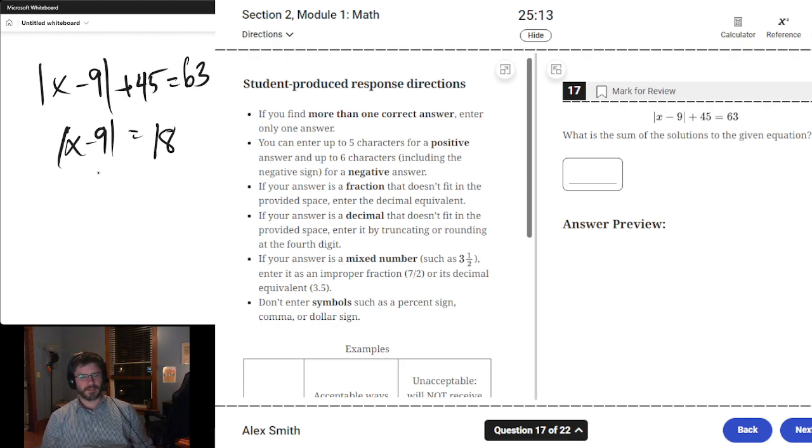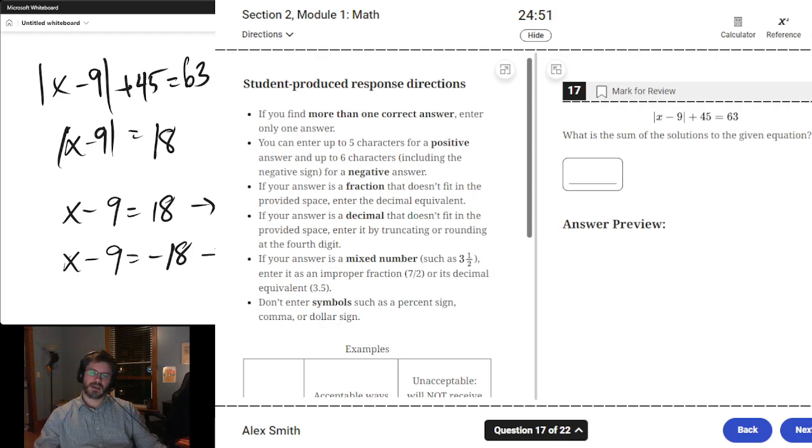Yeah. So absolute value, you have one expression that's the same, and then you have another expression where you change the sign on the right-hand side. This, of course, will give us x equals 27. This will give us x equals negative 9. The sum of those two things is 18. I wonder if the sum of the solutions is always the difference between these values, or what's equal there.